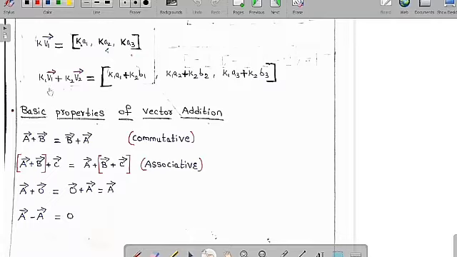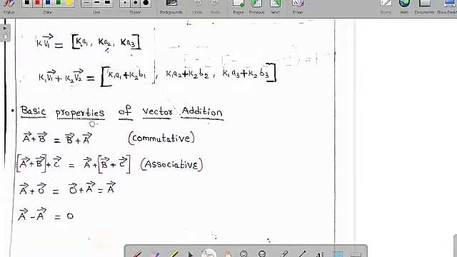Suppose I am going to get a new vector which is a linear combination of v1 bar and v2 bar. It means k1 into v1 bar plus k2 into v2 bar, so here we have (k1 into a1 plus k2 into b1, k1 into a2 plus k2 into b2, k1 into a3 plus k2 into b3). If you get any vector which is a linear combination of two vectors, it is also going to lie on the same plane of the two vectors.